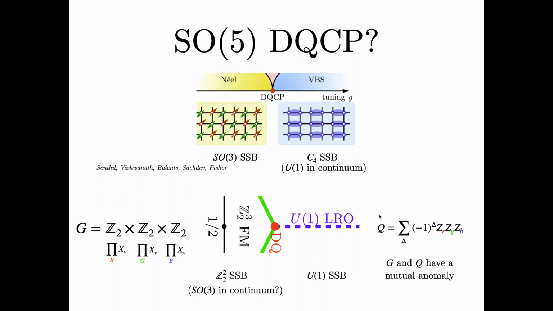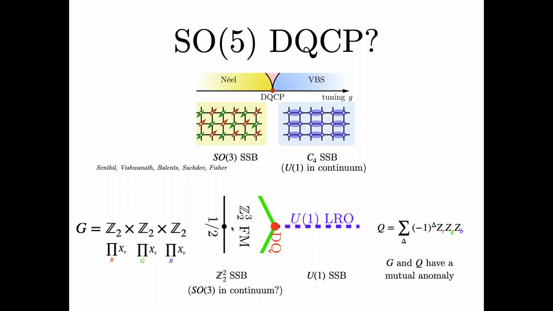And in case you're curious, the U1 on this triangular lattice is given by a sum of ZZZ terms on a triangle where you weight the triangles: up triangles have a plus sign and down triangles have a minus sign. So it's quite a weird U1 to think about, but it's an exact symmetry right at the critical point, and it anti-commutes with the symmetry. So these two have a mutual anomaly.